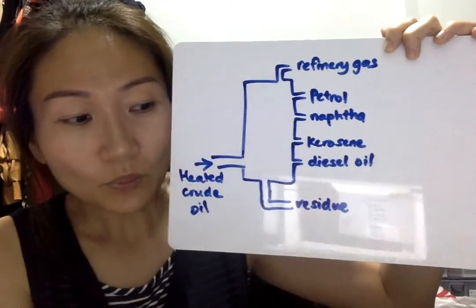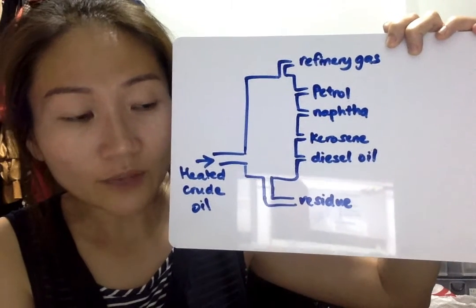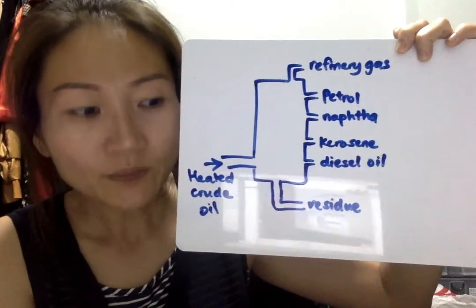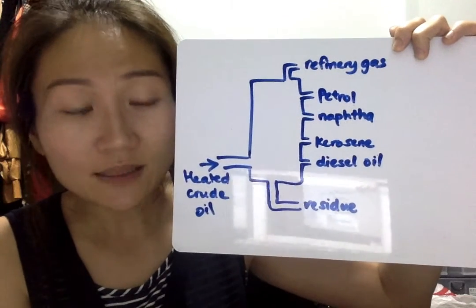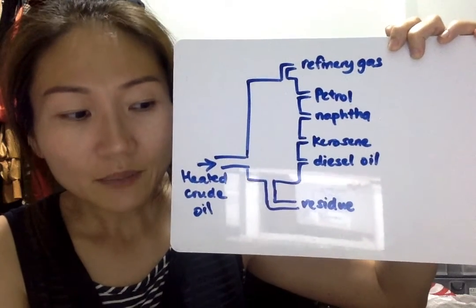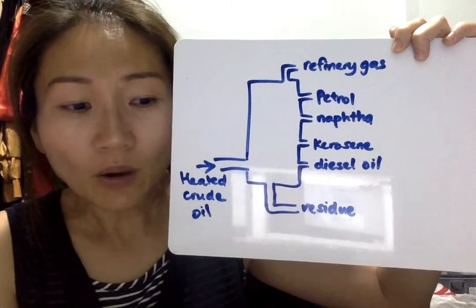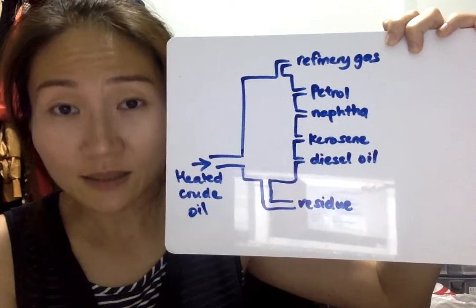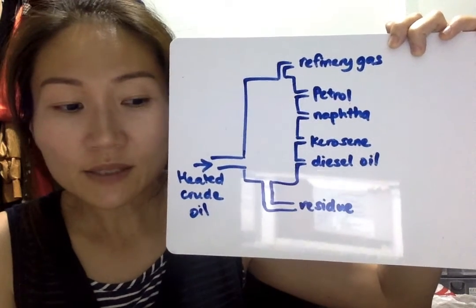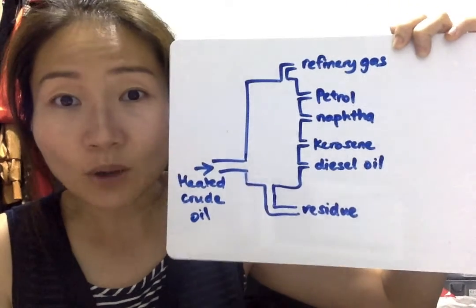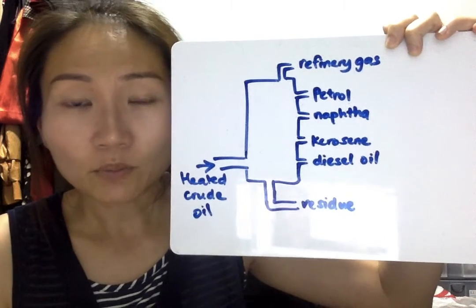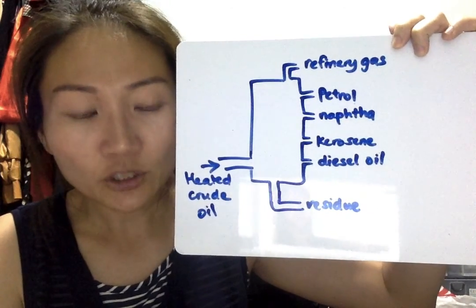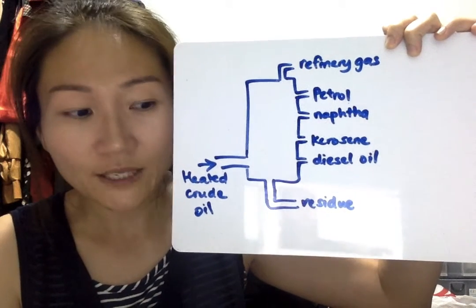The last fraction here we call residue. Residue is a component that's made up of fuel oil, lubricating oils, waxes, and bitumen. Fuel oil is used as a fuel for ships and home heating systems. Lubricating oils are used as lubricants, waxes, and polishes for lubricants for heavy machinery. And bitumen is used for paving road surfaces.